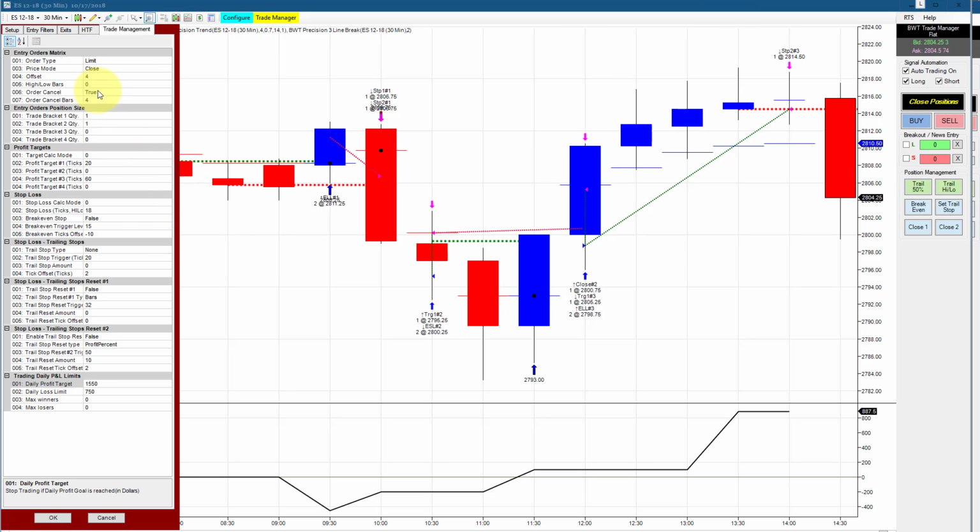This is a limit order with a 4 tick pullback and a goal of 1550 and a loss limit of 750, so just shy of our goal, but excellent performance.